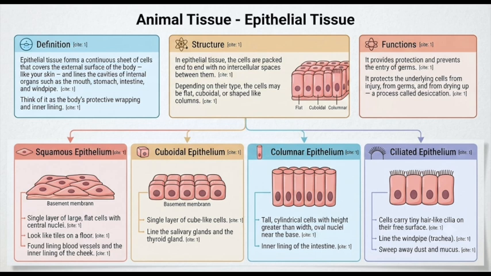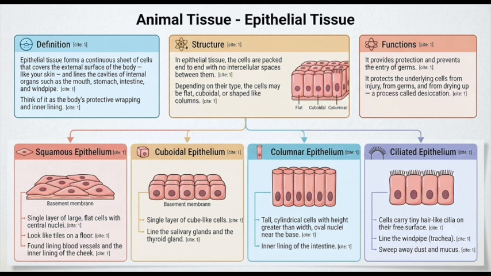The structure of epithelial tissues: they're packed end to end with no intercellular spaces between them. Depending on their type, they may be flat, cuboidal, or shaped like columns. It provides protection and prevents entry of germs. It also protects the underlying cells from injury, from germs, and from drying up in a process called desiccation.